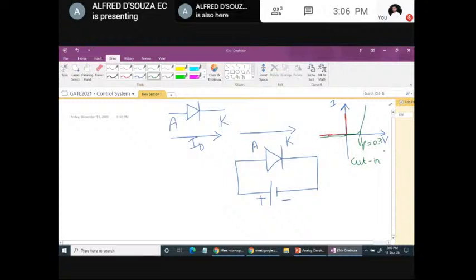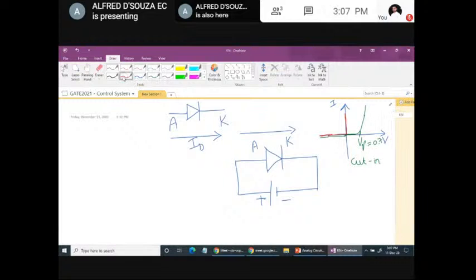Whenever we have diodes in our circuits, we really don't use the diode current equation to estimate the amount of current flowing through the circuit. Instead, we rely on models. So at least from the GATE examination point of view, you should know two models: one is the ideal equivalent model and another one is the simplified equivalent model.